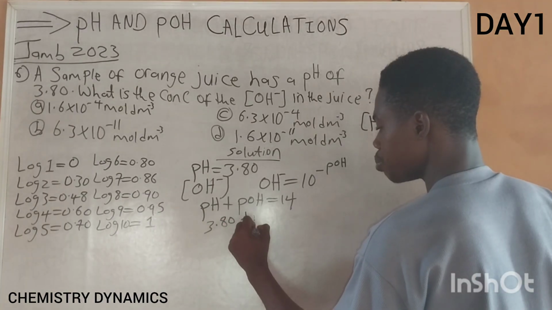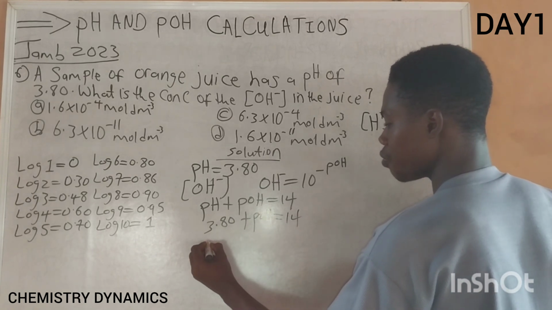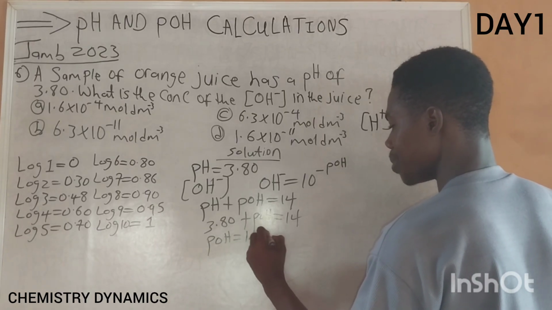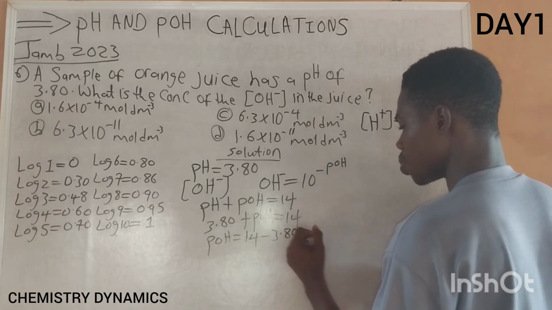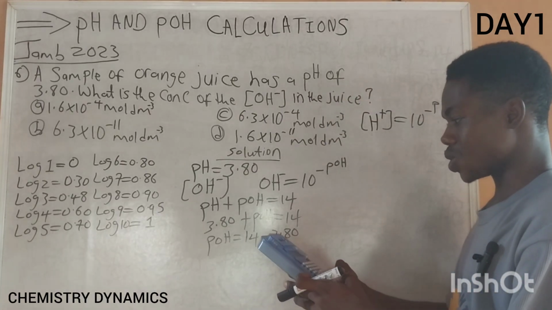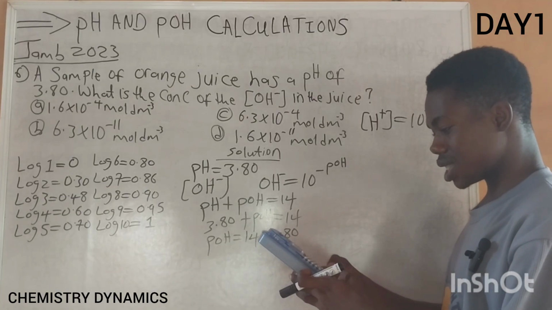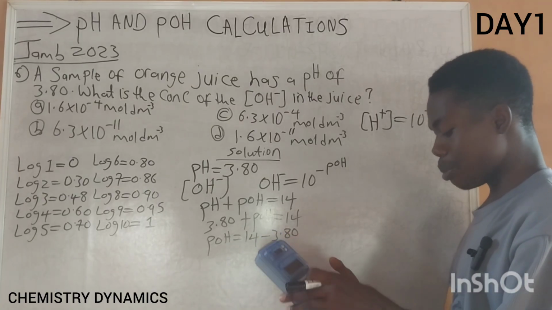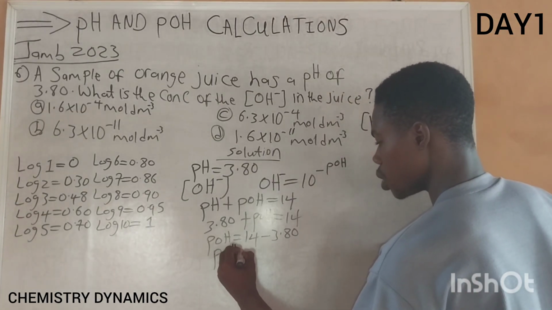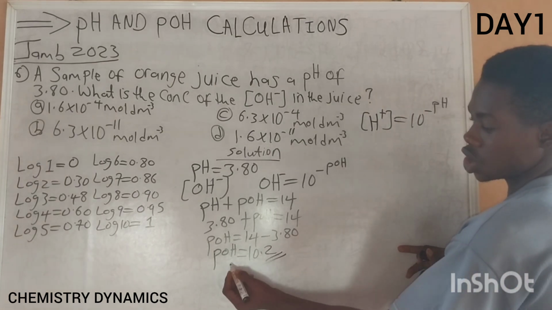So using this formula, the pH given in the question was 3.80, so 3.80 plus pOH equals 14. Making pOH the subject of the formula, we have pOH equals 14 minus 3.80. Now press your calculator, as I said earlier. So 14 minus 3.80, you get what? 10.2. So our pOH is equal to 10.2. This is not our final answer, this is just for the pOH.